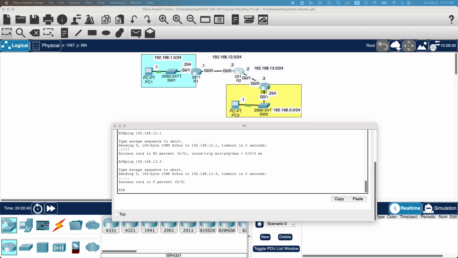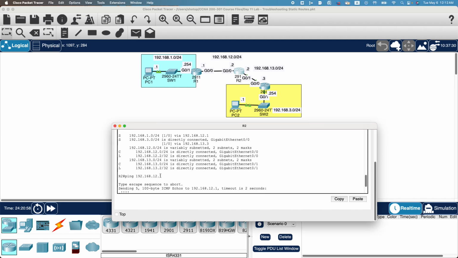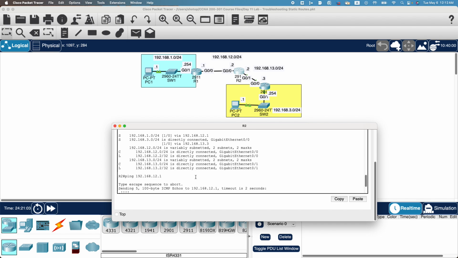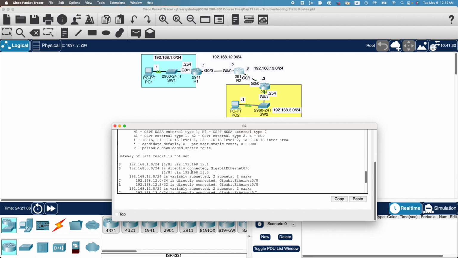Cisco router. To remove a static route in a Cisco router, use the no ip route command followed by the network address, subnet mask, and the next hop IP address of the route you want to remove. For example, no ip route, blah blah blah, would remove it. All right, so I want to remove this one and redo it.